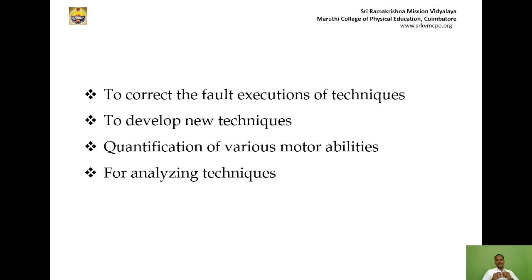Then quantification of various motor abilities. What are the motor abilities? We must recommend them individual to individual. Some of the motor abilities we need not give to everyone. Some of the motor abilities we must give to some specific individuals, so that we can quantify the motor abilities for the individual. And for analyzing techniques, this is the major field in sports biomechanics.